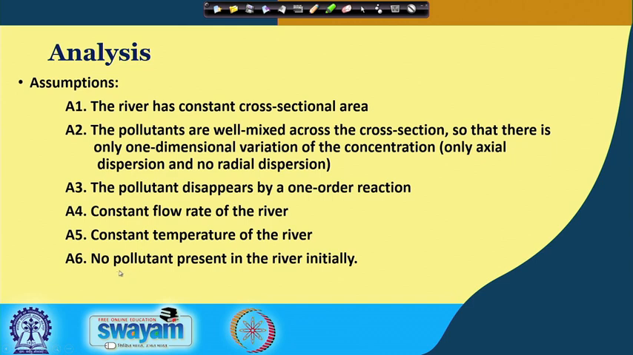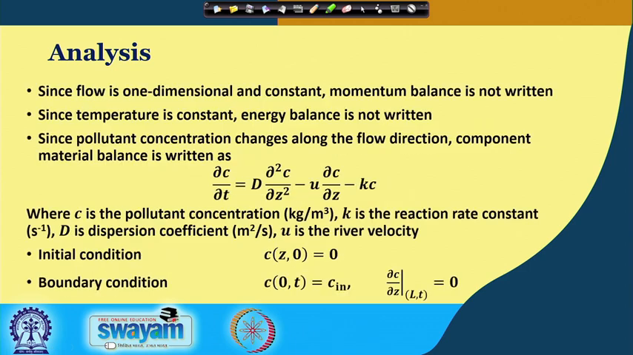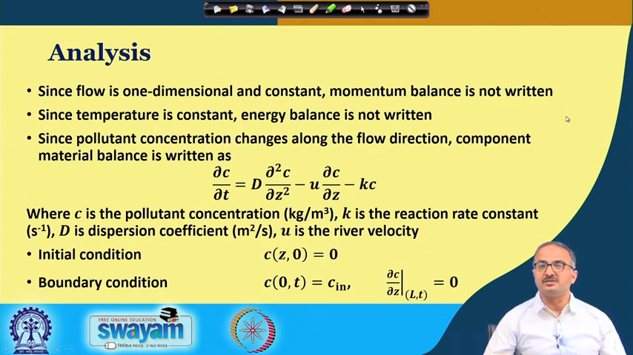And we also assume that no pollutant is present in the river initially. That kind of gives us the initial condition for this analysis. So, since the flow is one dimensional and constant, the momentum balance is not written. So, we are not concerned about the momentum balance. Then, as I said, the temperature is constant, so we are also not writing the energy balance. So, the only thing we are writing is the mass balance, because the pollutant concentration is changing along the flow direction.